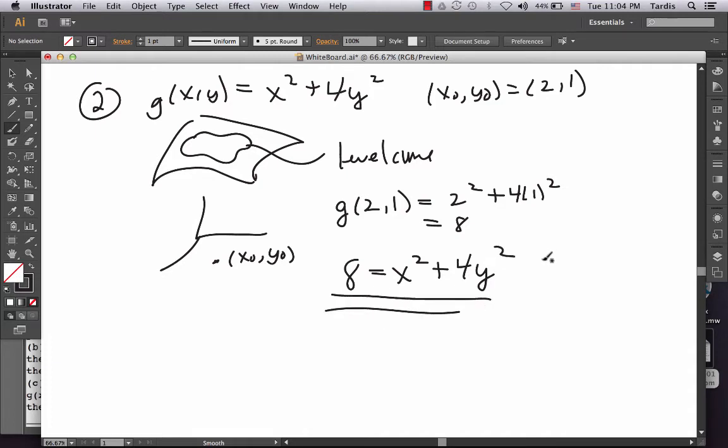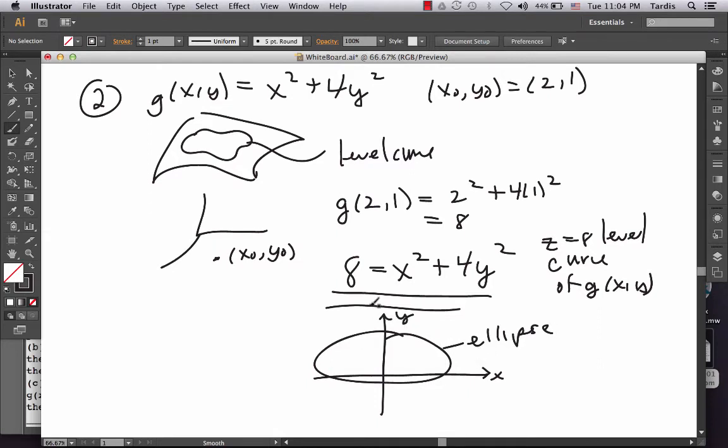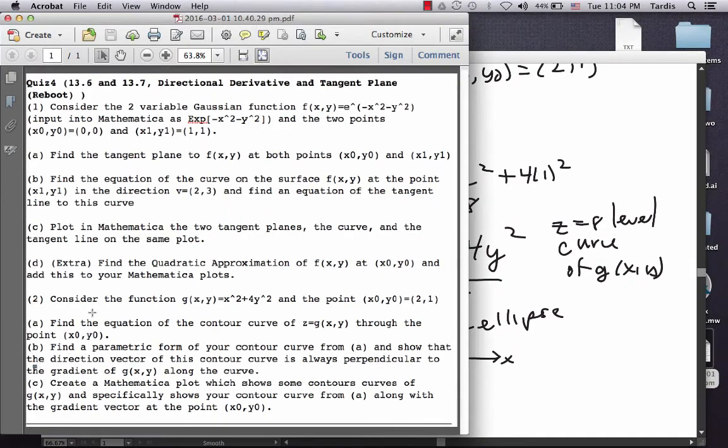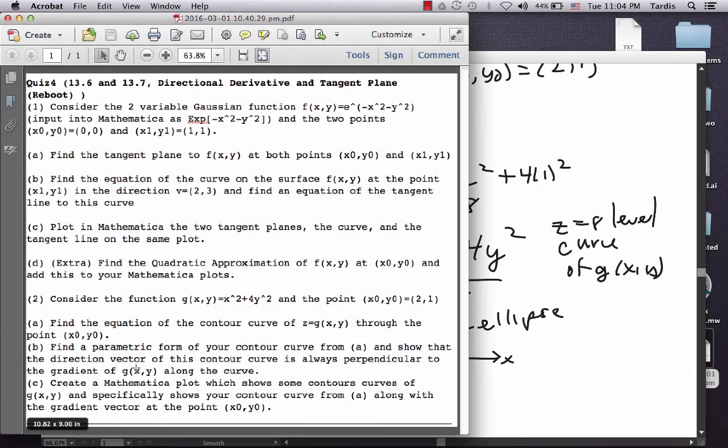There is your z equal to 8 level curve of the function g of xy. Now this can be plotted in the xy plane, and it is some sort of ellipse. This is a formula for an ellipse. Now what were we supposed to show in this problem? Find the equation of the contour curve through this point. So that would be 2a right there. You need a contour curve. The result we're trying to show is that the gradient is always perpendicular to this contour curve.